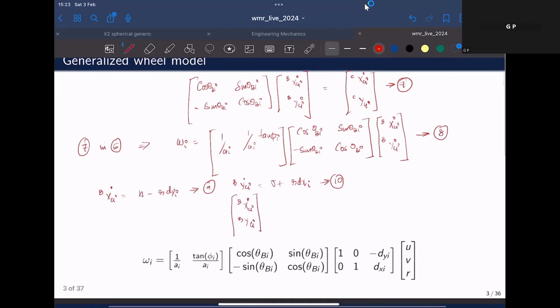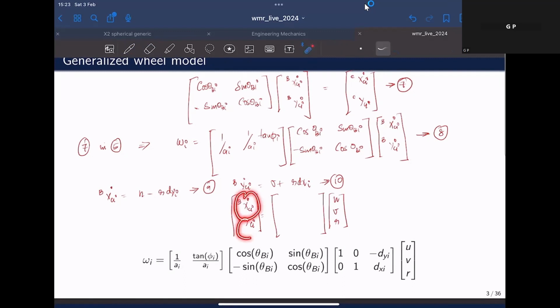We have to map this with u, v, and r. So what will be the mapping that maps xci dot, yci dot to u, v, r? If you consider these two equations, 9 and 10, that will be nothing but 1, 0, minus dyi, and the second equation would be 0, 1, dxi. So I'll call this equation 11.